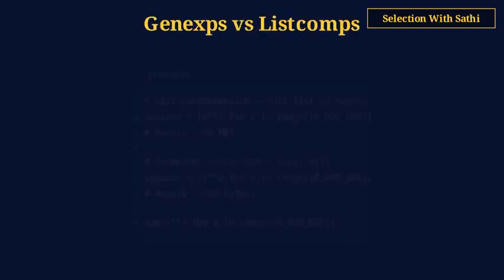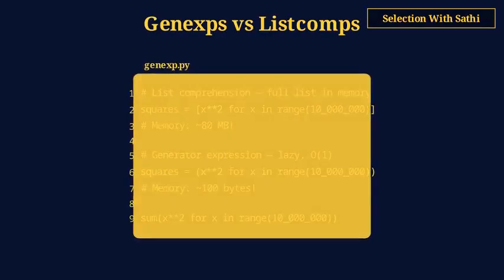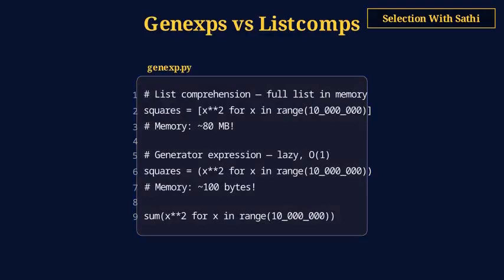Generator expressions are like list comprehensions but lazy. Square brackets build a full list in memory. Parentheses create a generator expression that yields items on demand. Use genexps for one-shot iteration, sum of x squared for x in range n. But remember, a genexp can only be iterated once, a list can be reused.